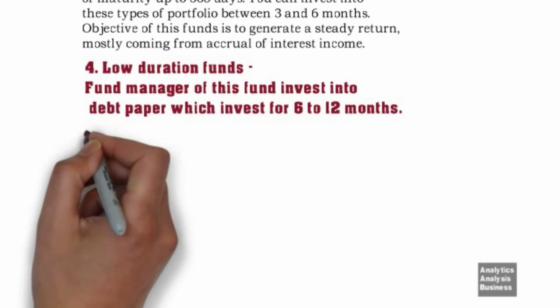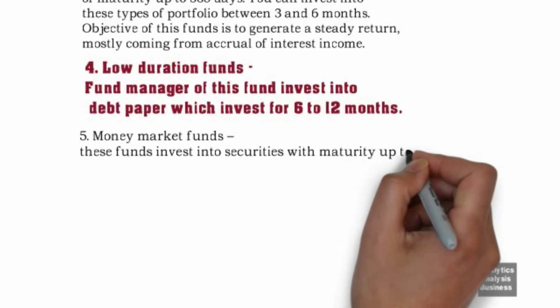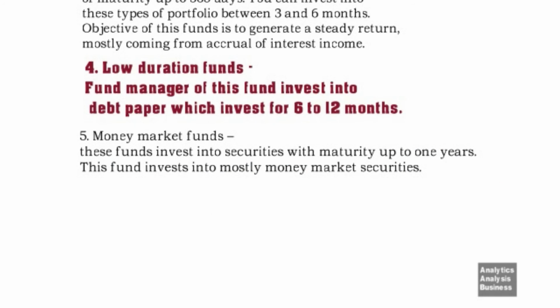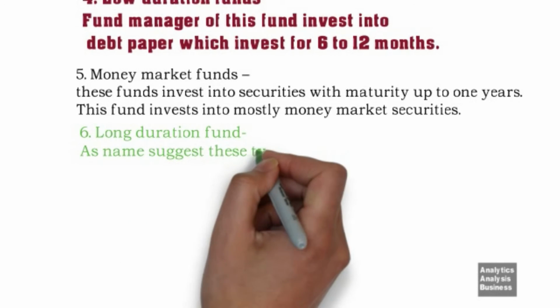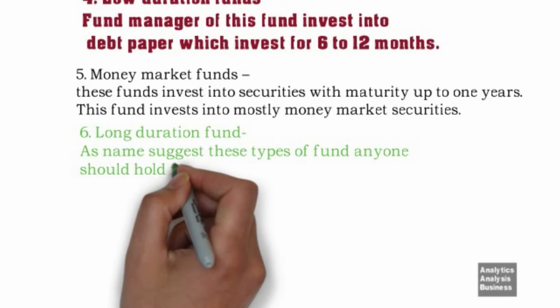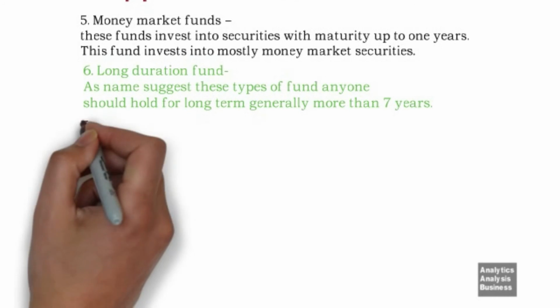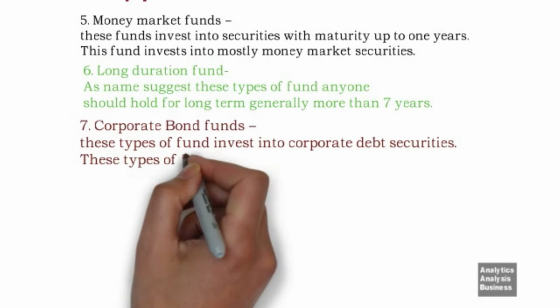5. Money market funds. These funds invest in securities with maturity up to 1 year. This fund invests mostly in money market securities. 6. Long-duration funds. As the name suggests, these types of funds should be held for the long term, generally more than 7 years. 7. Corporate bond funds. These types of funds invest in corporate debt securities. These types of funds may generate higher interest income.